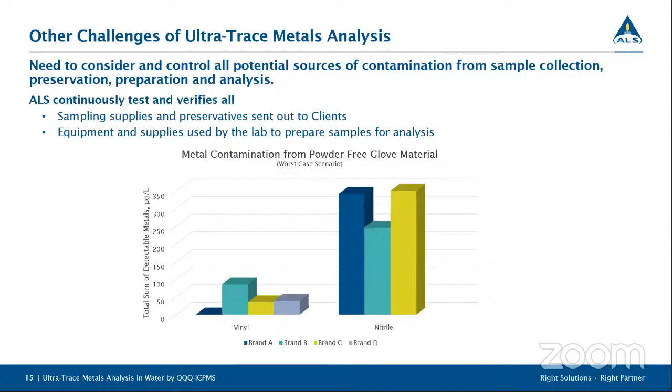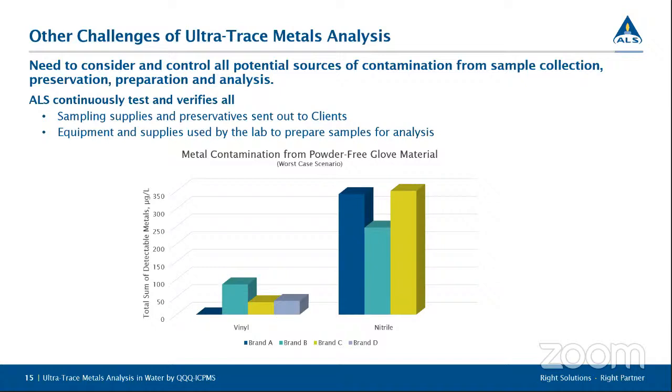Some of the other challenges for ultra-trace metals analysis: aside from instrumental interference, the next biggest factor that can affect data quality is contamination. As instrument sensitivity improves and the need for lower detection limits increases, it becomes more and more important to monitor and control all potential sources of contamination from sample collection, preservation, preparation, and final analysis. In fact, controlling all possible vectors of contamination is the biggest challenge to achieving ultra-low detection levels.